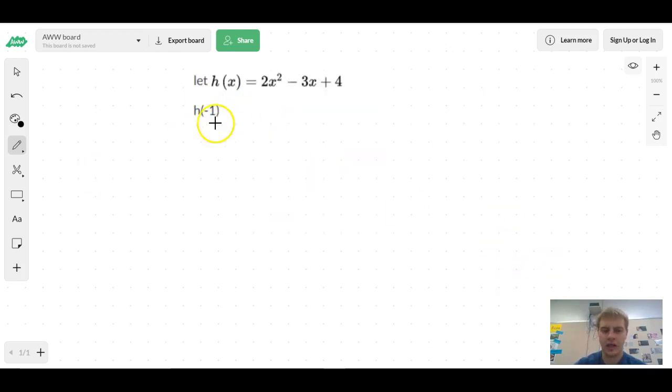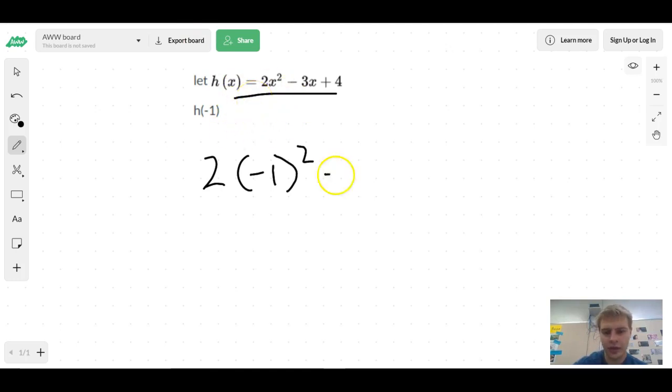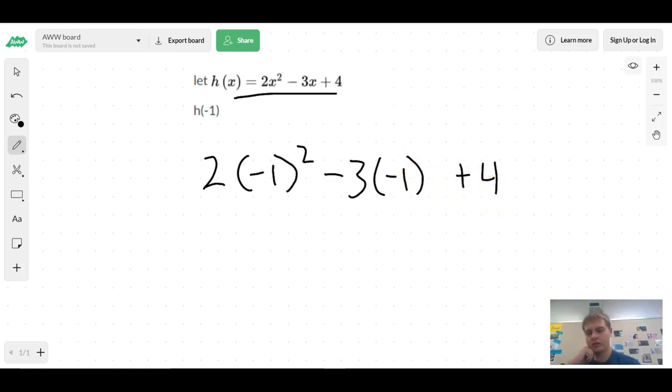Okay, they want h of negative 1. So if they want h of negative 1, that really tells us that we're going to take this and plug it into this equation right here. So let's do that. We get 2 times negative 1 squared. And notice how I put parentheses around this. If you plug the number in and you don't put parentheses around it, you're going to get different answers than you want. So make sure when you plug this in your calculator, you put parentheses around where you plugged it in. Now we're just going to go through and think through this.